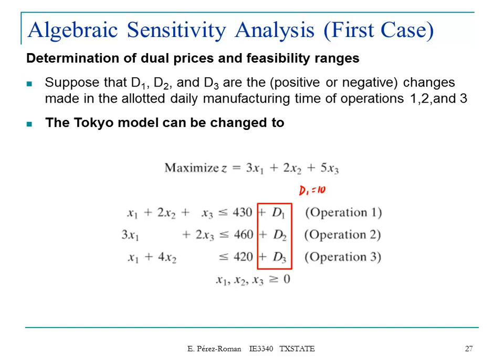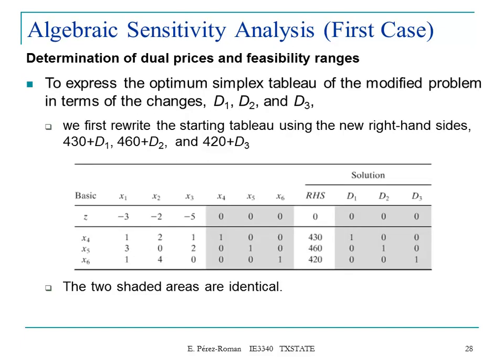So if D1 is 10, that means that you're going to have 440 units available for that first operation. Okay, so we want to determine what are those dual prices and what are the feasibility ranges for those dual prices for each one of the operations.